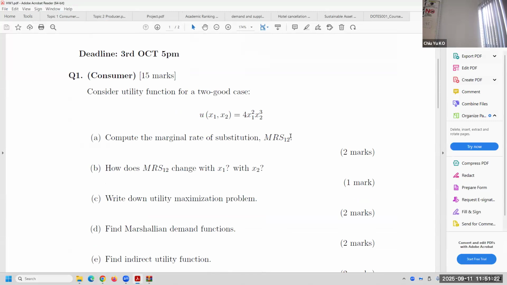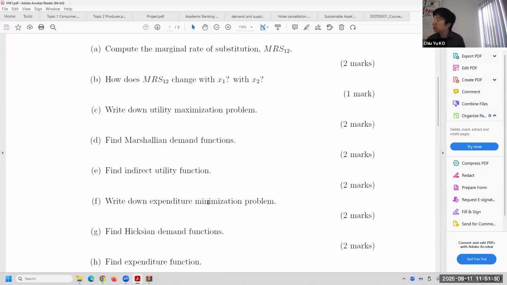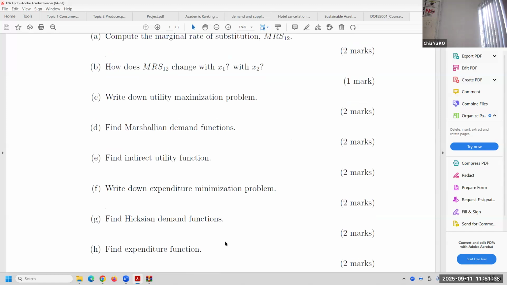Write down the UMP, derive the Marshallian demand, and calculate the indirect utility function. Write down the EMP, find the Hicksian demand, find the expenditure function. So you will see something like this in your assignment as part 1. This is something you should know how to do. I expect you to know how to do it.